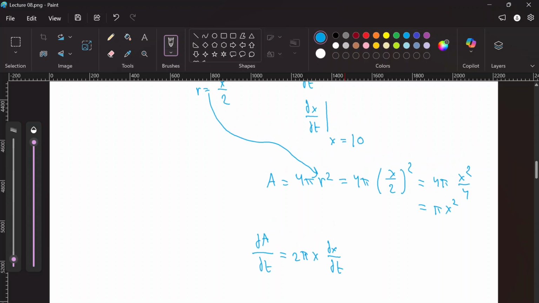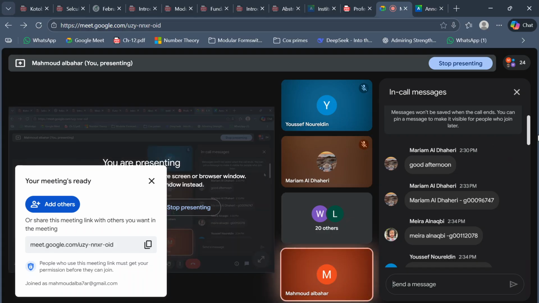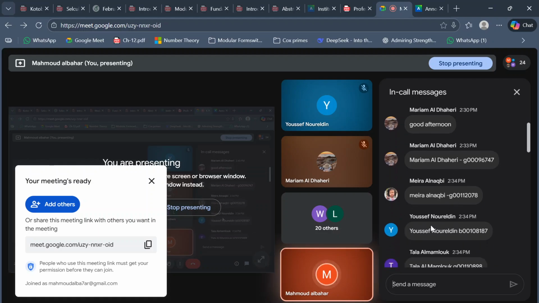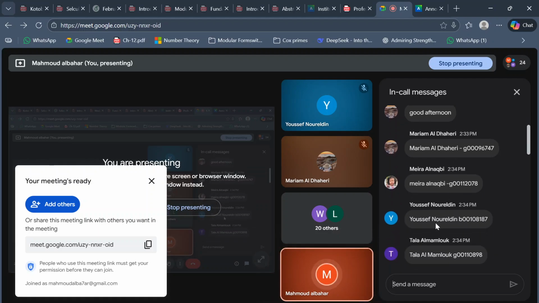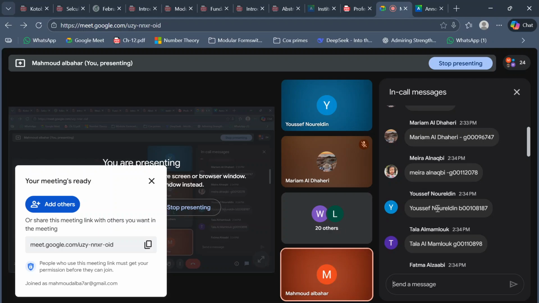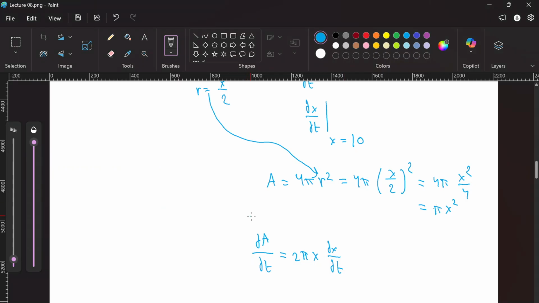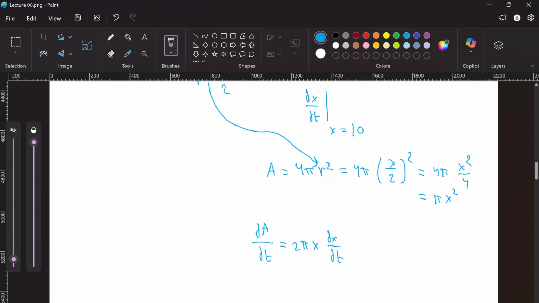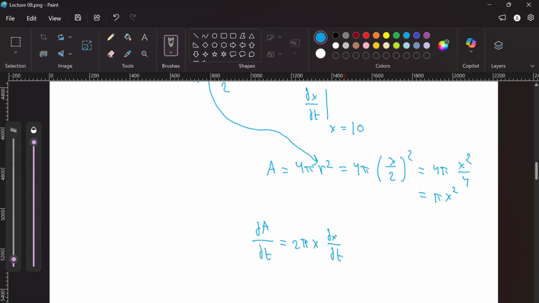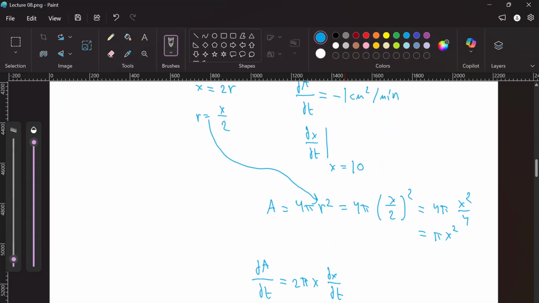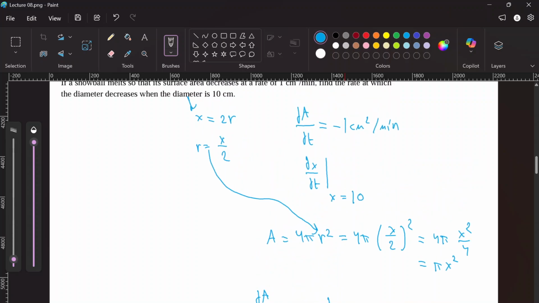Now, after Mariam, we have Yusuf. Yusuf, do you hear me? Yep. What's the next step here? We want dx over dt at x equals 10. So we can equate dA over dt to -1. Yes, we substitute the given information, right?